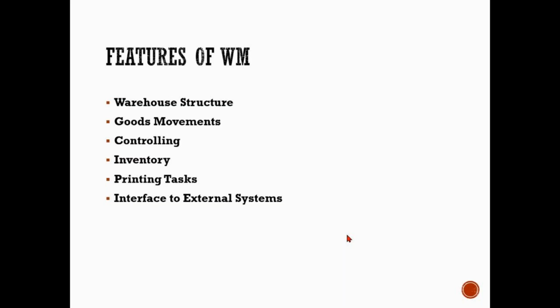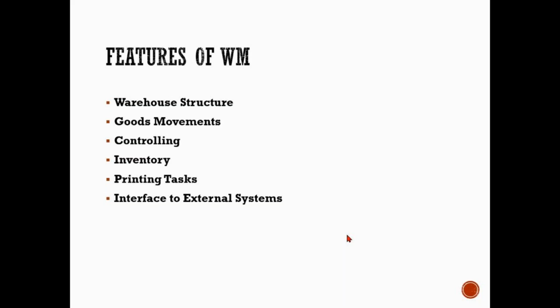the warehouse. We can manage all the goods movements inside the warehouse. We can control the movements. We can have all the inventory managed inside the warehouse rather than dumped in one place. We can print tasks, which can be printing of a pick list, printing of a transfer order to put away, or printing of the label of boxes.